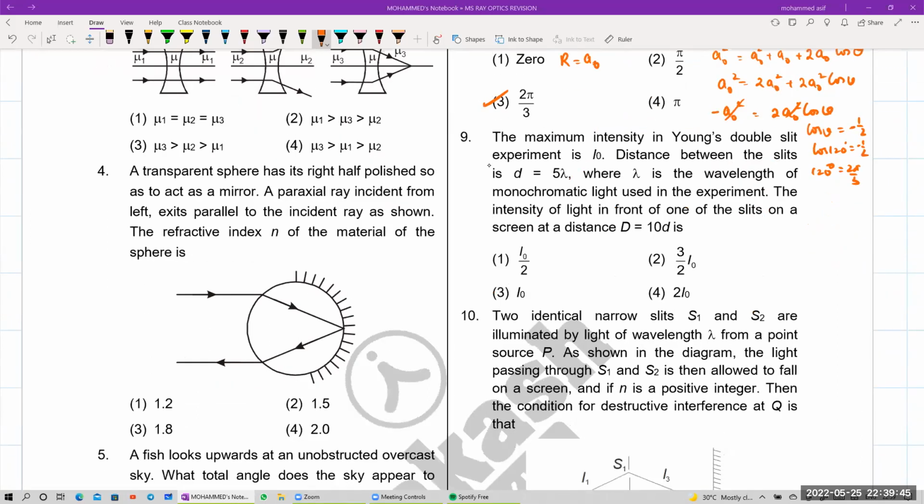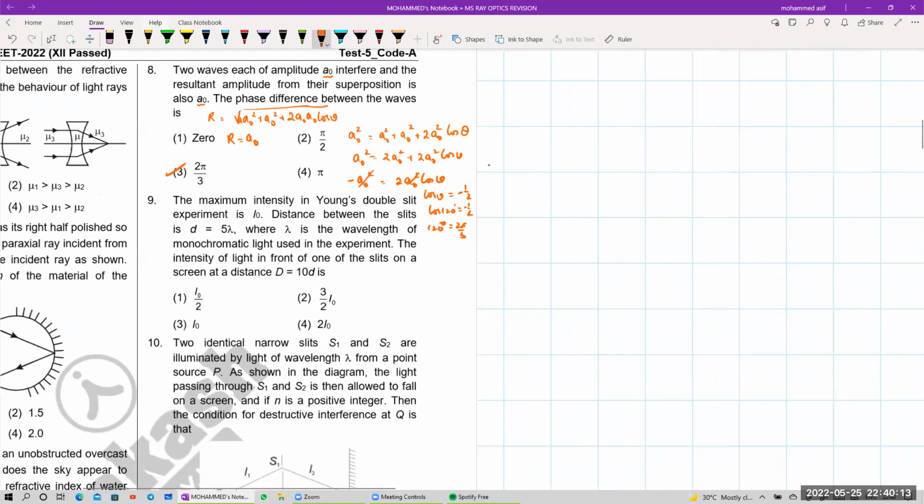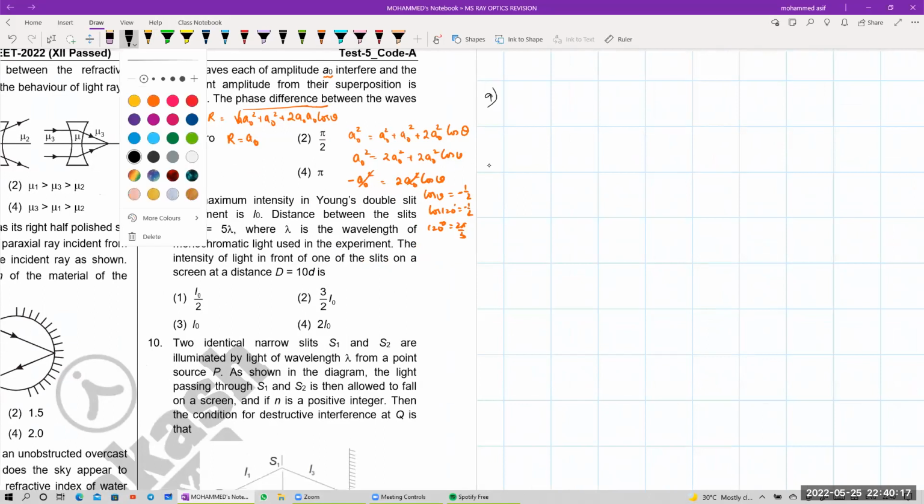The maximum intensity in Young's double slit experiment is I0. Distance between the slits is given as 5 lambda, where lambda is the wavelength of monochromatic light used in the experiment. The intensity of light in front of one of the slits on the screen at a distance of 10D will be equal to how much? कोई बता सकता है? Question number 9. यहाँ कर दे रहा हूँ.